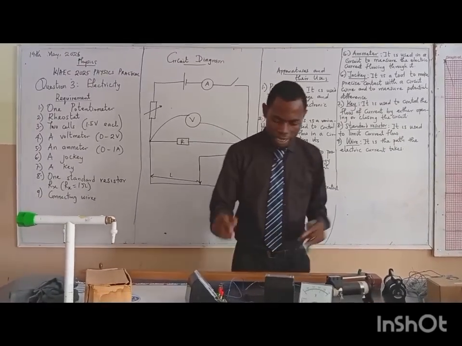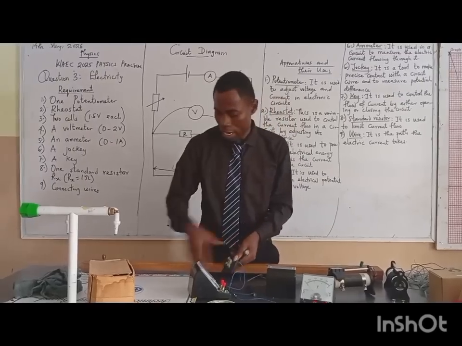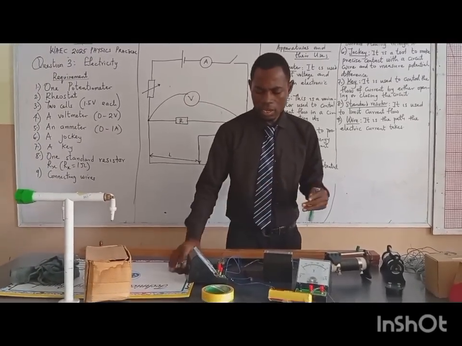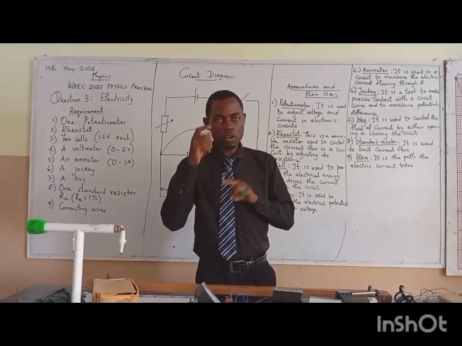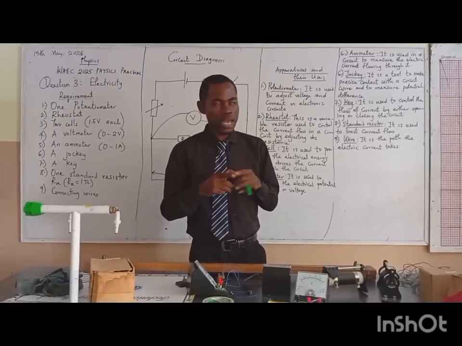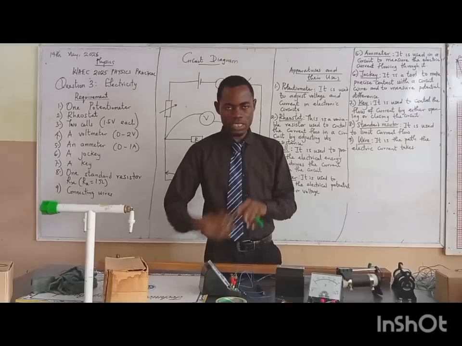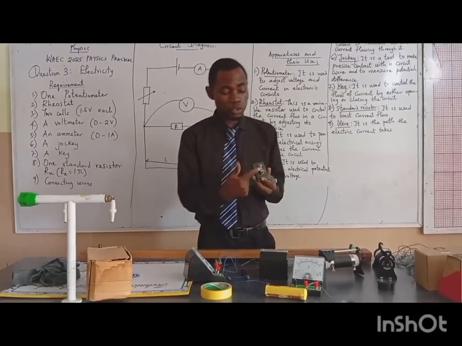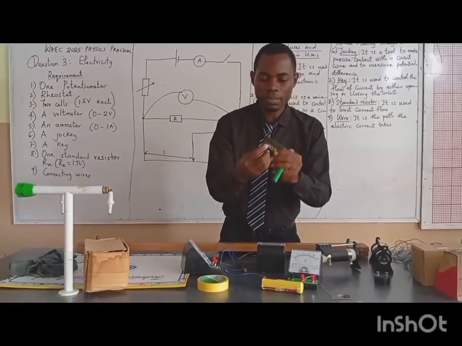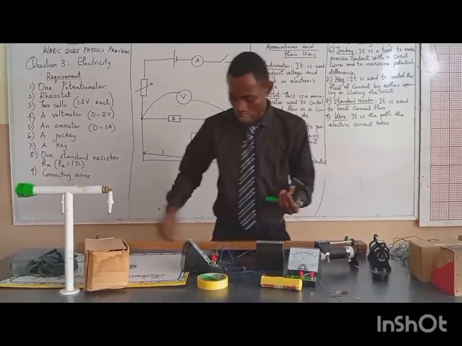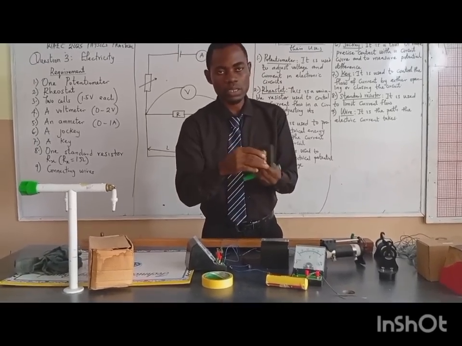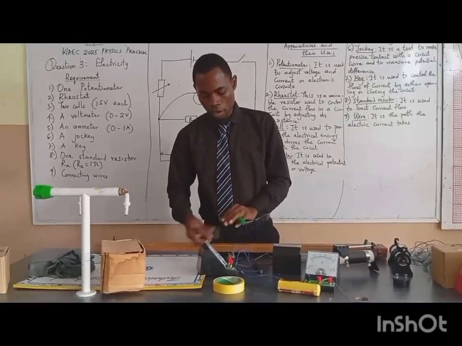Second to last, I have my key. This is my key. This here is the position for controlling the opening and closing of the circuit, as you have a switch at home for on and off. Remember, it's one of my precautions: whenever I'm going to carry out experiments, this must be open. When it is closed, current flows. When it is open, there won't be any movement of current.